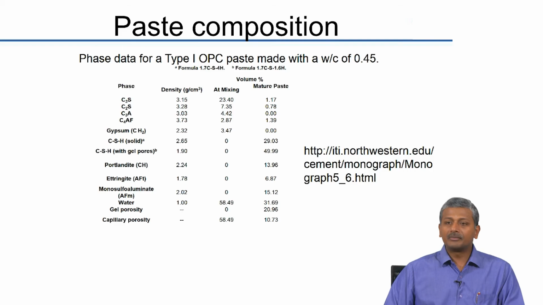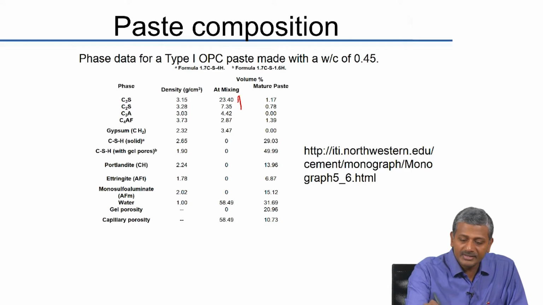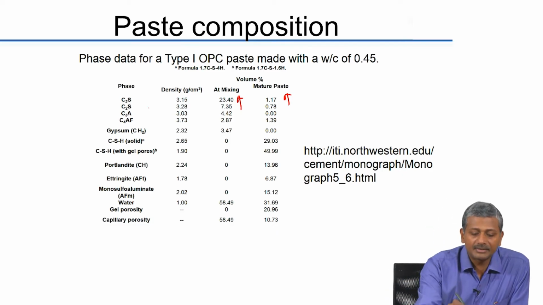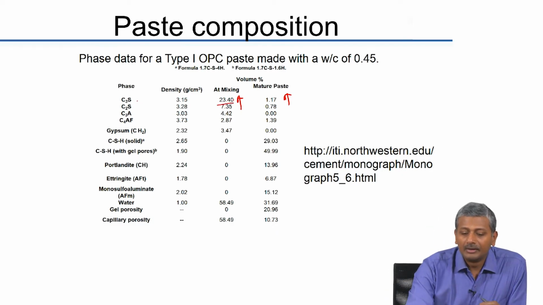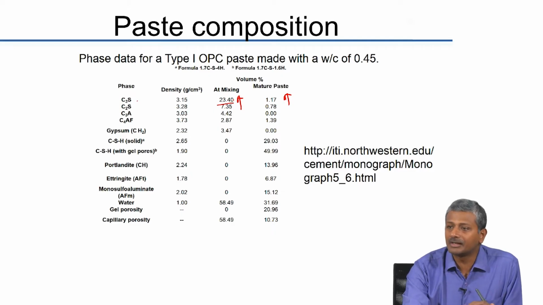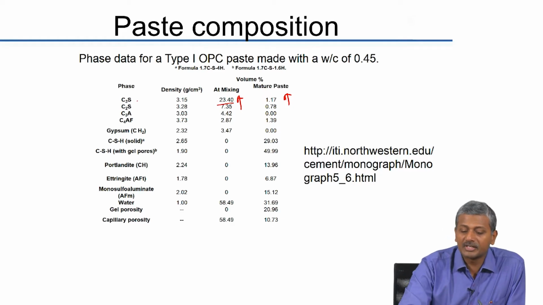Okay, so some data is given for typical paste composition made with a certain water cement ratio at a certain age. In this case, of course, we are talking about the phases right after mixing and in a mature paste. Okay, so if you look at C3S at mixing time as a volume fraction of the paste, please remember C3S as a volume fraction of the paste. You know that water will be the greater volume, cement will be the lesser volume. So within that, you have volume fraction of paste is 23.4% of C3S. In a mature paste, most of that C3S is actually reacted.